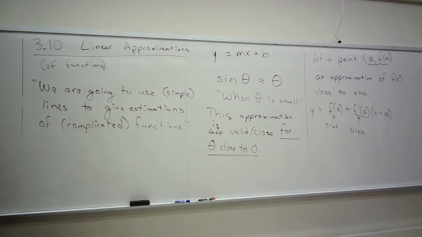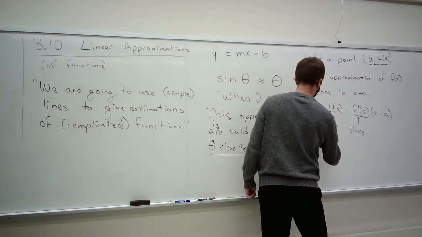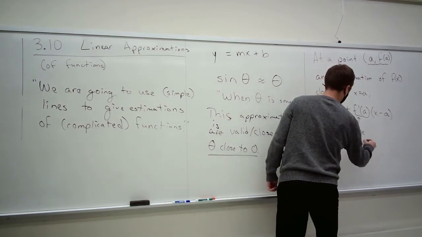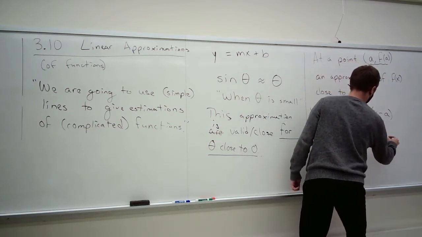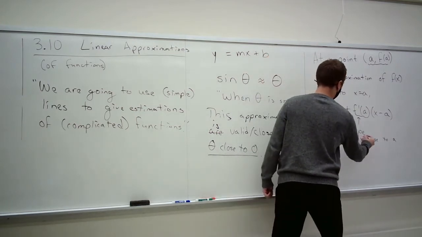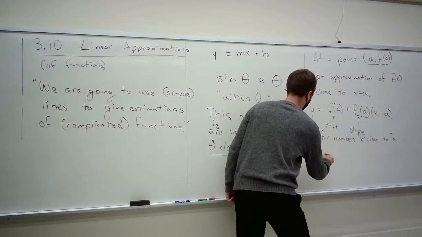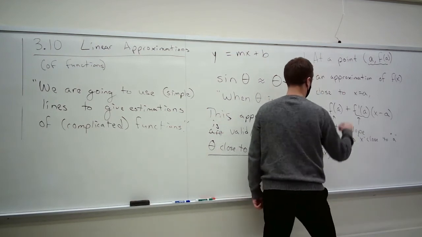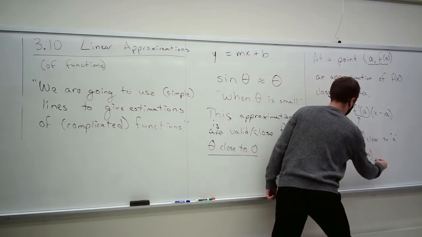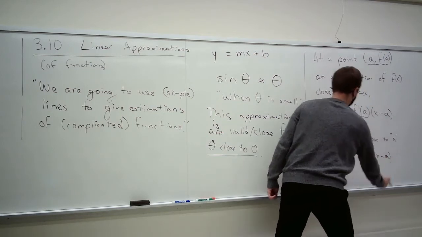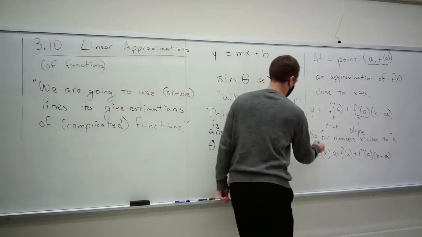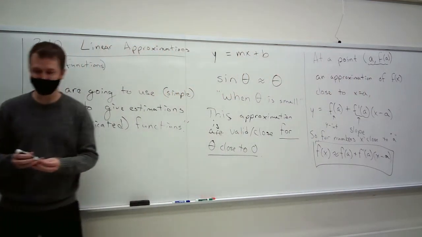This is a nice little first order approximation, linear approximation of any function f. Okay? We can use this to approximate our function. So for numbers x close to a, our function f of x is approximately this. The function at a plus the derivative at a times x minus a. This is our approximation, our linear approximation.